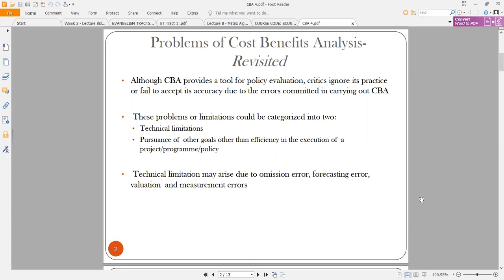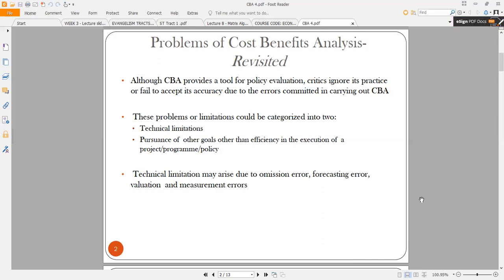Okay, but at times, in as much as the economic analyst is trying to analyze the impacts, the benefits, and the costs associated with a particular policy, there are some issues or challenges that this analyst may face. These issues are put into two: the technical challenges or technical limitations, and the fact that at times projects are undertaken not on the basis of economic efficiency, but in pursuance of other goals. Instead of thinking about economic efficiency, there are other goals that public policies can also achieve.